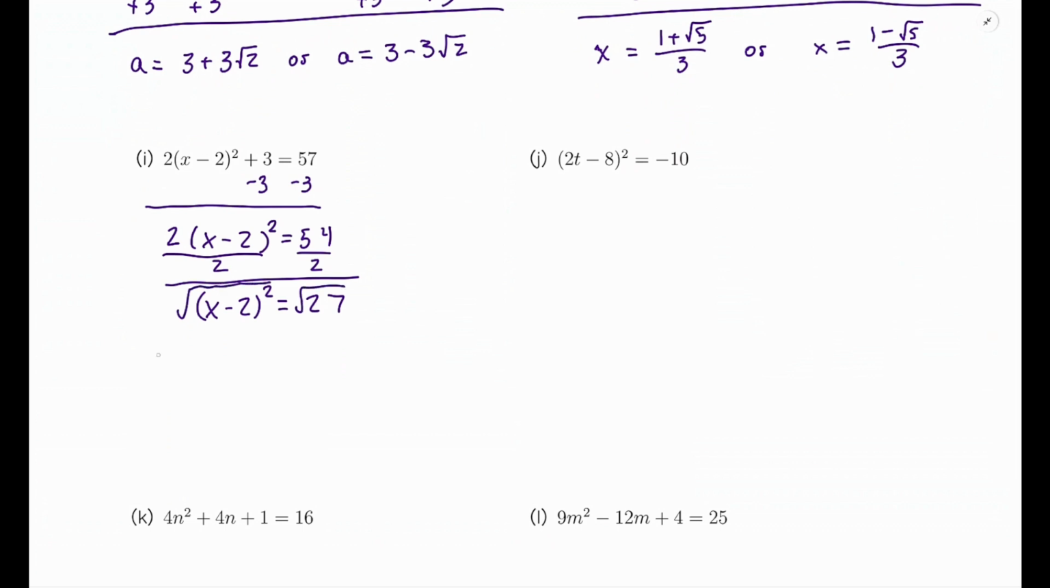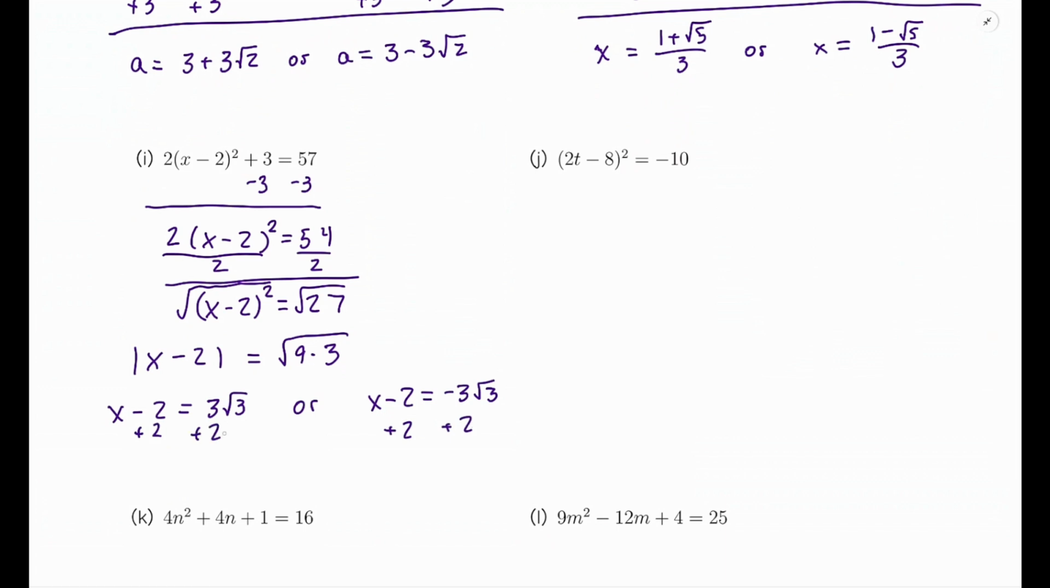Take the square root of both sides. We get the absolute value of x minus 2 equal to the square root of 9 times 3. So we get x minus 2 equals 3 square root of 3, or x minus 2 equals negative 3 square root of 3. Add 2 to both sides of both equations, and our final answers are x equals 2 plus 3 square root of 3, or x equals 2 minus 3 square root of 3.